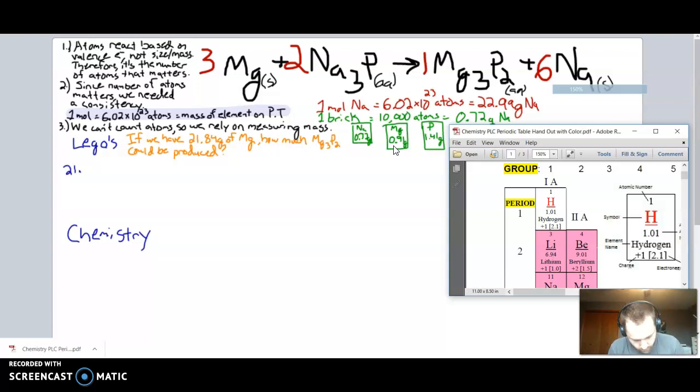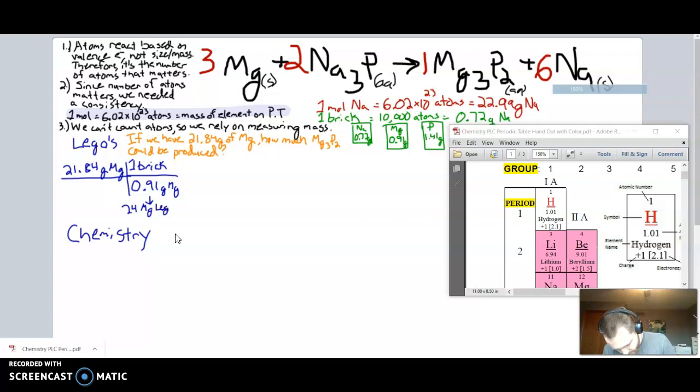Okay, so you have 21.84 grams of, I guess we'll say, magnesium bricks. Well, each brick, I think the number we made up was 0.91 grams of magnesium, and we can just say that's per one Lego brick, right? And if we actually stopped right here and just did this math, we would find that there would be 24 magnesium Lego bricks. Right? In this case, I actually wrote the problem to give us a nice clean number. So that's how many Lego bricks there would be.